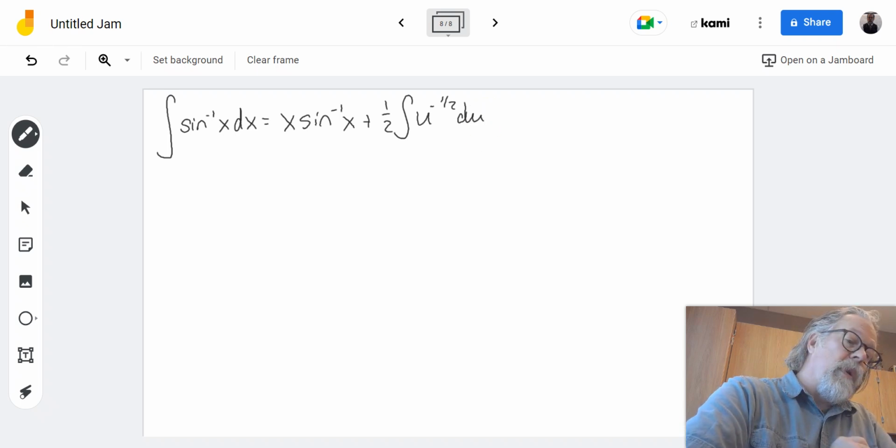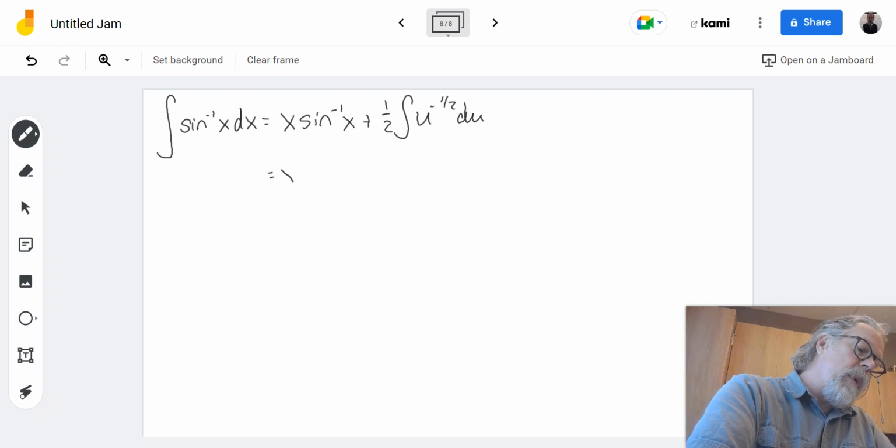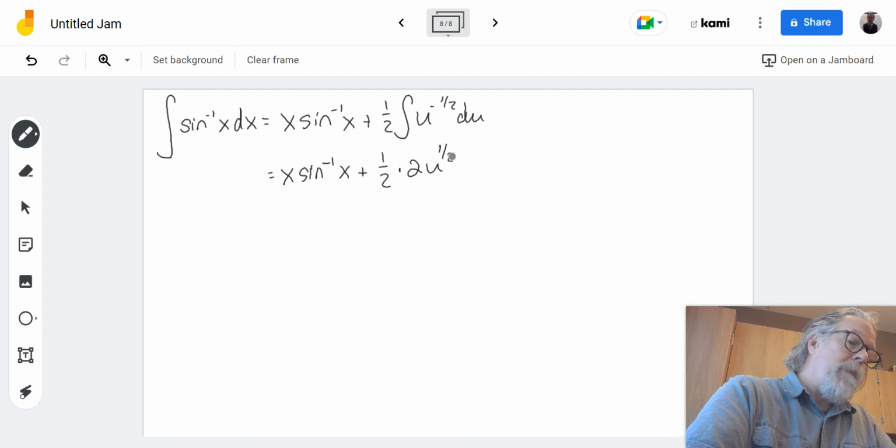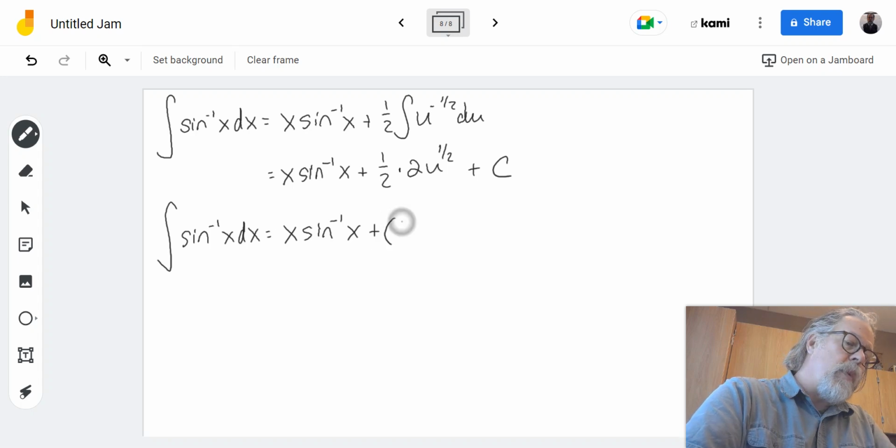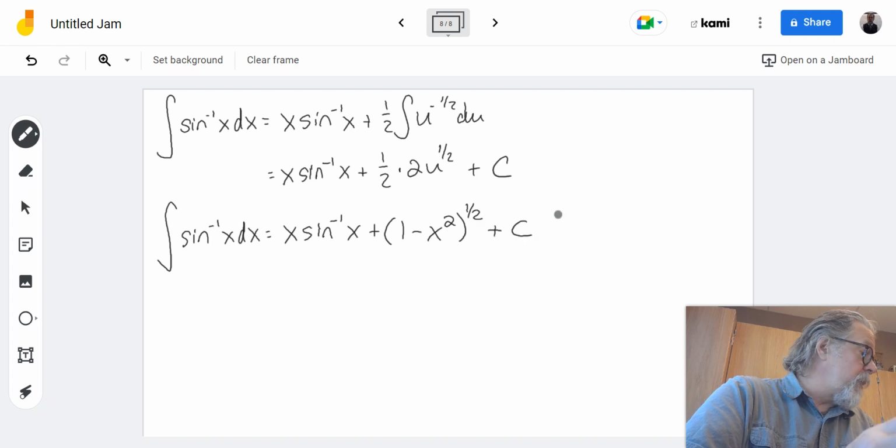And of course, the integral of u to the negative 1/2 du, copying this whole line out again, is 2u to the positive 1/2 plus a constant, because now we don't have an integral left, which means that we can conclude that the integral of arc sine of x dx is x times the arc sine of x plus, now let's not forget that that is 1 minus x squared to the 1/2 plus a constant.